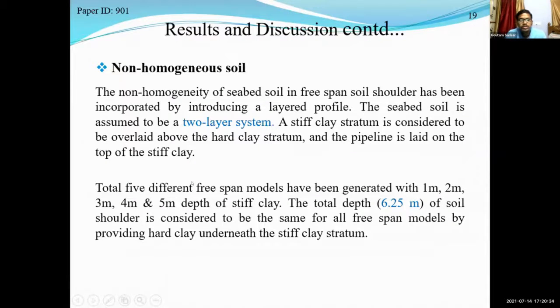Now moving to the non-homogeneous model, as I have already told you, a two-layer system has been modeled. A stiff clay stratum is considered to be overlaid above the hard clay stratum. That is, the topsoil is actually stiff clay, and the pipeline is laid on top of the stiff clay. Then a parametric study of increasing top layer soil depth has been done in this analysis: 1 meter, 2 meter, 3 meter, 4 meter, 5 meter depth of stiff clay. And the total depth of the non-homogeneous soil has been kept constant, that is 6.25 meter.